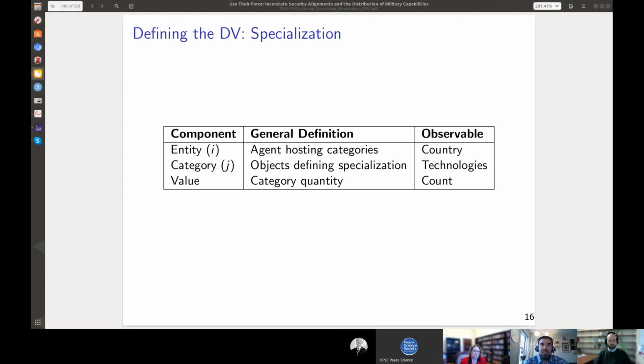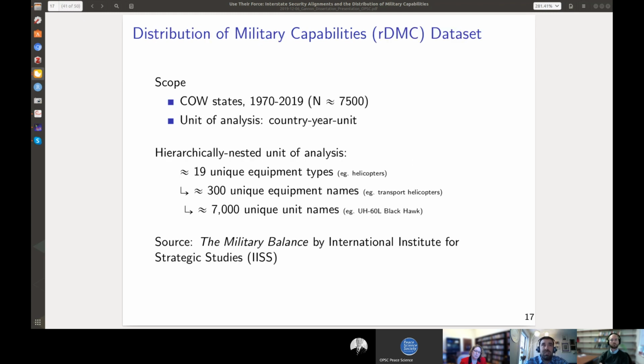So to measure specialization, the first component is an entity, which for me is the country, just what is the agent that has some host of categories that exists. The categories are the objects that define the specialization for that entity. So for me, it's military technologies. And then you give a value to each entity category relationship that can be binary, that can be a count, that can be a ratio. And so I have a spreadsheet of about 28 different ways that this thing can be measured in some capacity. And I'll walk through an example of one of the ones that I've chosen here.